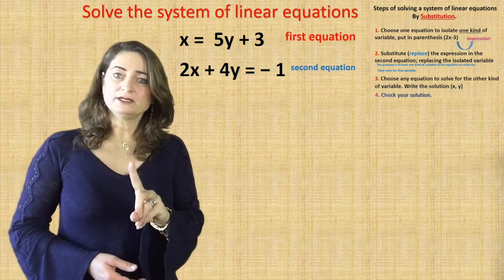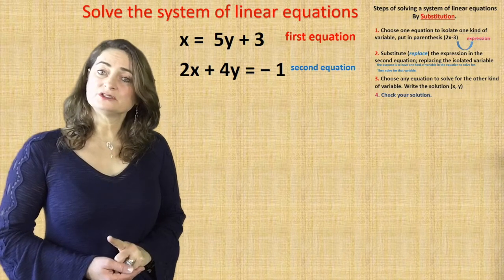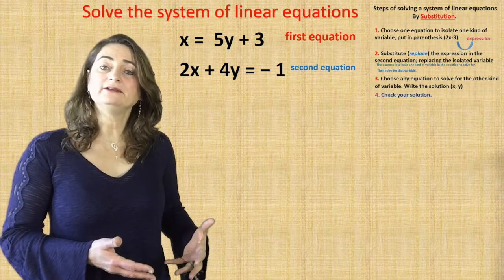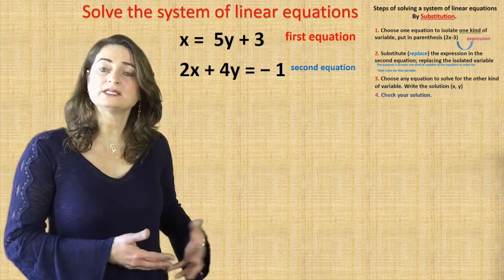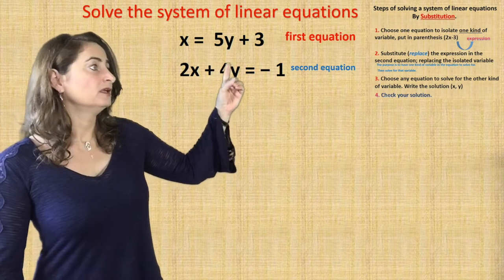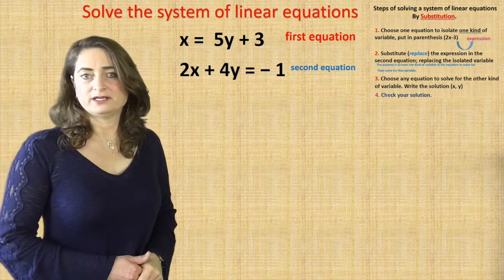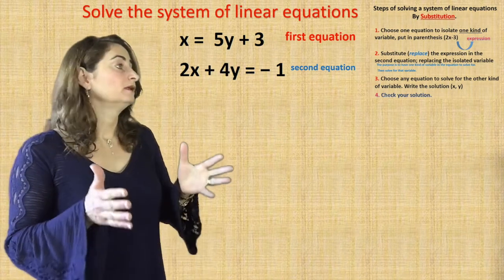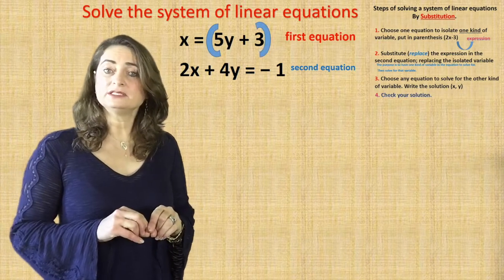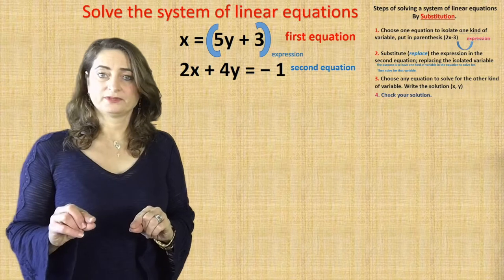Step number 1 is to choose an equation to isolate a variable. To isolate a variable means to leave one kind of variable on one side of the equation by itself. If you notice the first equation, x is on one side by itself, equals 5y plus 3. Put that 5y plus 3 in parentheses and name it expression.